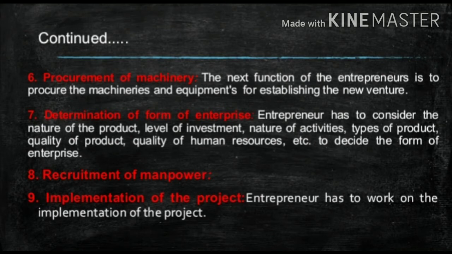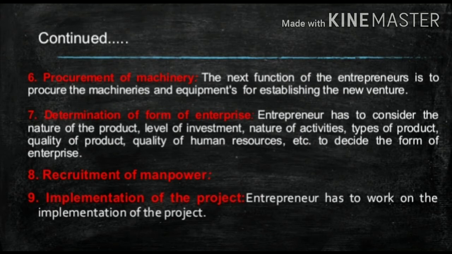Determination of form of enterprise. It includes the consideration of the nature of the product, level of investment, nature of activities, types of product, quality of human resources, etc. to decide the form of enterprise. Determination of ownership right is crucial on the part of the entrepreneur to obtain legal title to resources.